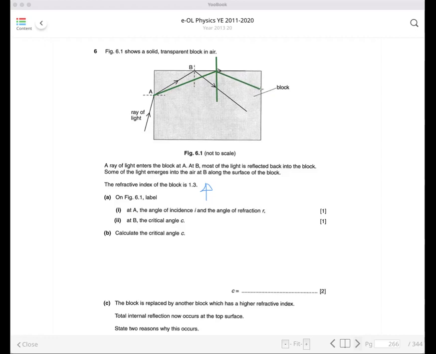Is that clear? So number one, at the B, your I has increased. When your I has increased, the chance of it being bigger than the critical angle is higher. Number two, when your refractive index is bigger, your critical angle is also bigger. Sorry, the critical angle will be reduced. So these two reasons will make sure that the light that reaches the new B will tend to be totally internally reflected much better. Clear so far?